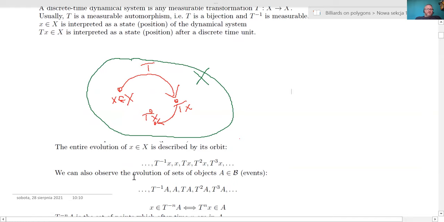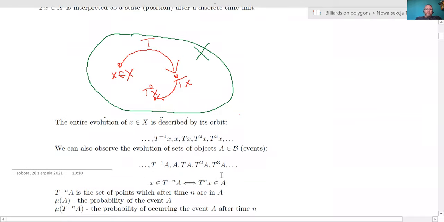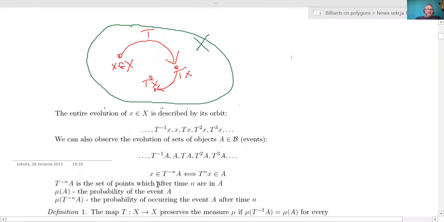And we can observe also the evolution of sets of objects, usually called events. So we can observe orbits of all of them also. And then elements of this orbit have a natural interpretation. For example, it's easy to observe that x belongs to this negative iteration if and only if the nth iteration of x belongs to A. So the interpretation of this set is that this is the set of points which after time n will go to A.